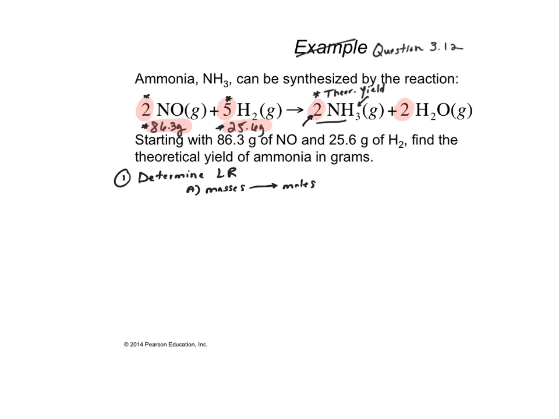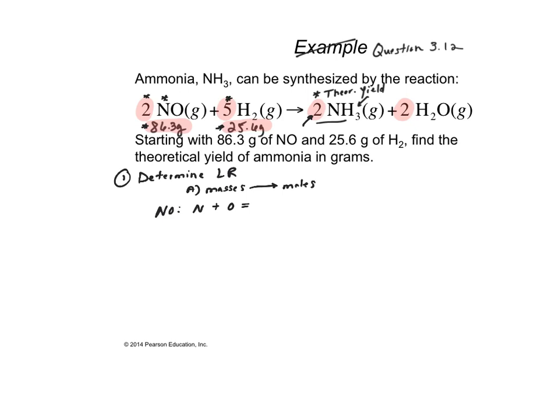All right, so to do that, we need to take our masses and then convert them to moles utilizing the molar mass of each reactant. So the first thing we're going to need to do is figure that out. How do we figure out the molar mass? It's just going to be the sum of the atomic masses of each individual atom in the molecule, right? So for NO, this is going to be the atomic mass of nitrogen plus the atomic mass of oxygen.